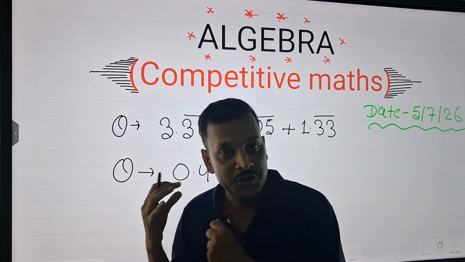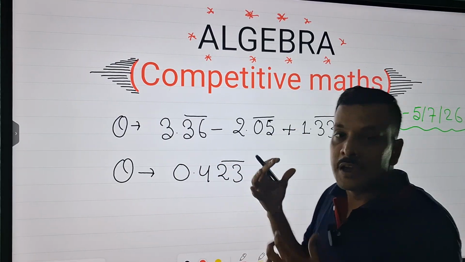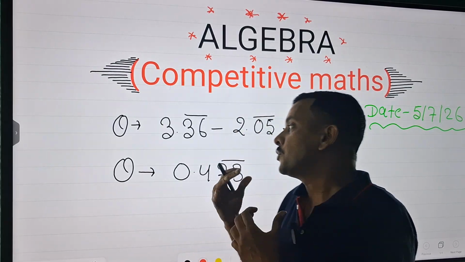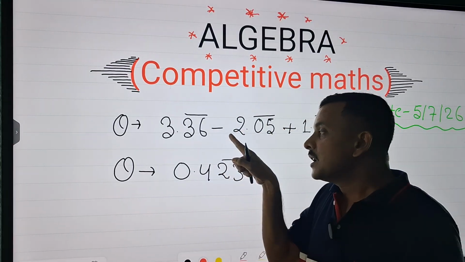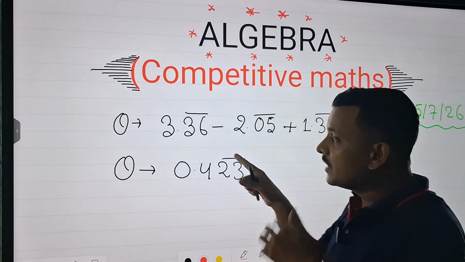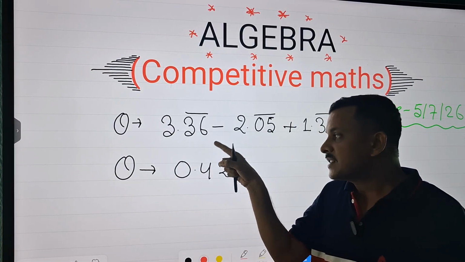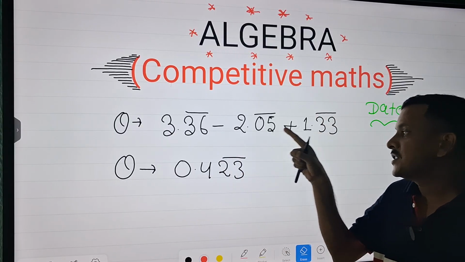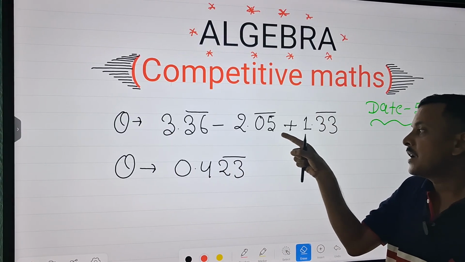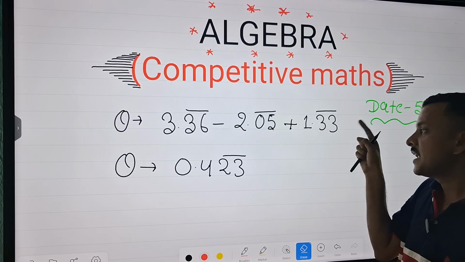Today, I am going to explain one of the important questions of recurring decimals, or you can say pure repeating decimals. How will you read it first? This is 3.36 recurring minus 2.05 recurring plus 1.33 recurring.